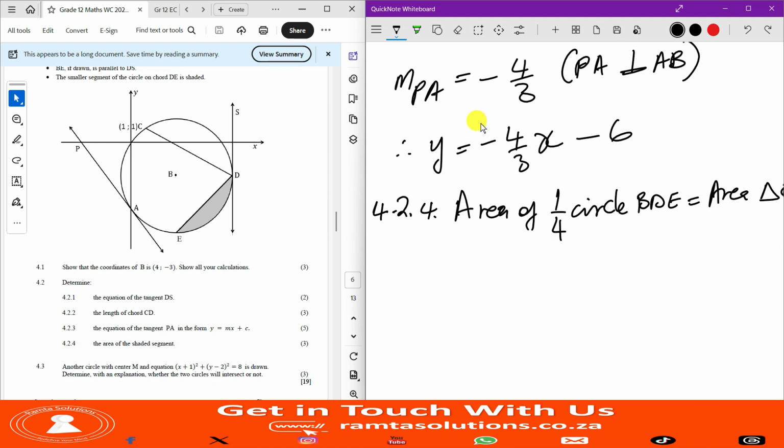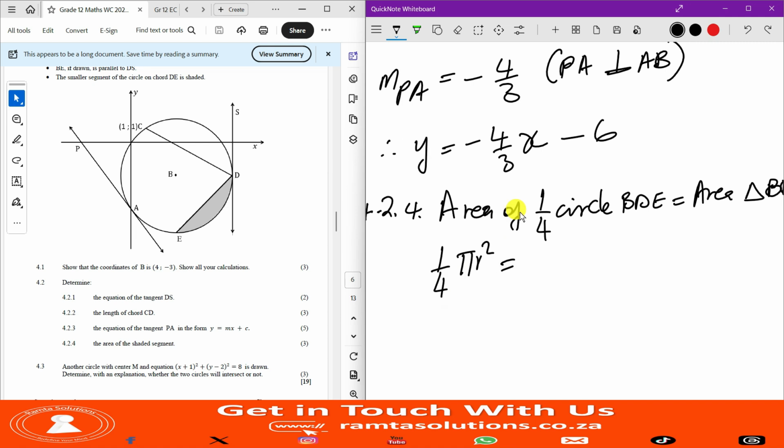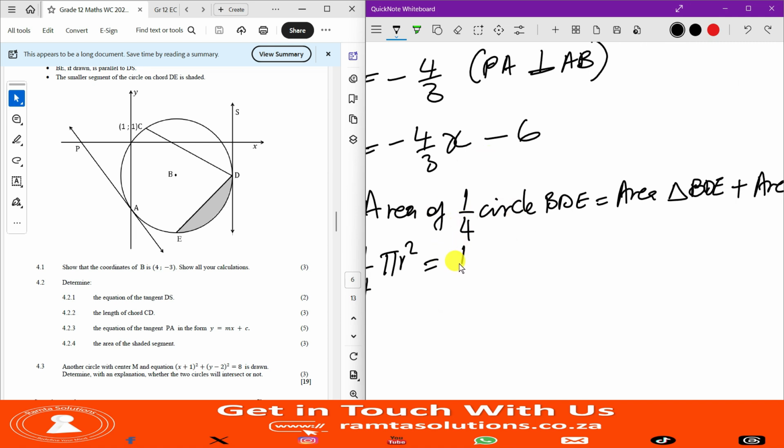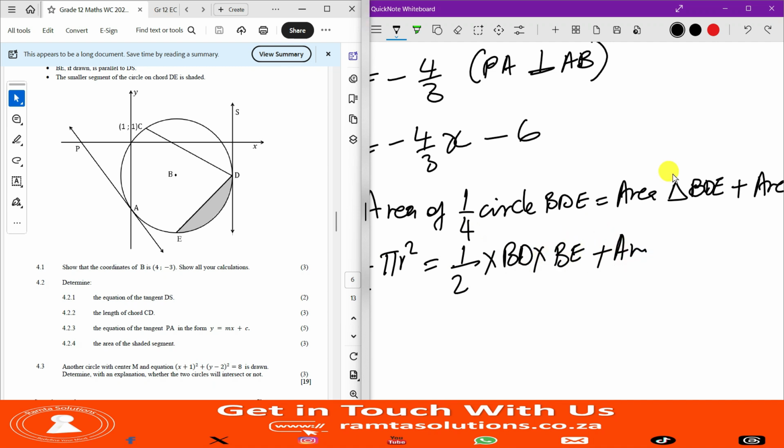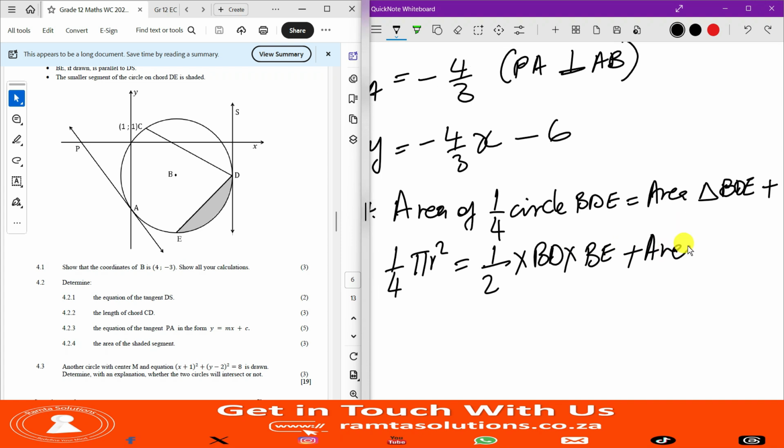So area of the quarter of the circle, which is BDE, will be quarter of pi r squared, right? What is it equal to? It is equal to area of the triangle. It's half base times height, so it will be half times BD times BE, plus area of the shaded region. Okay, area of the shaded region.